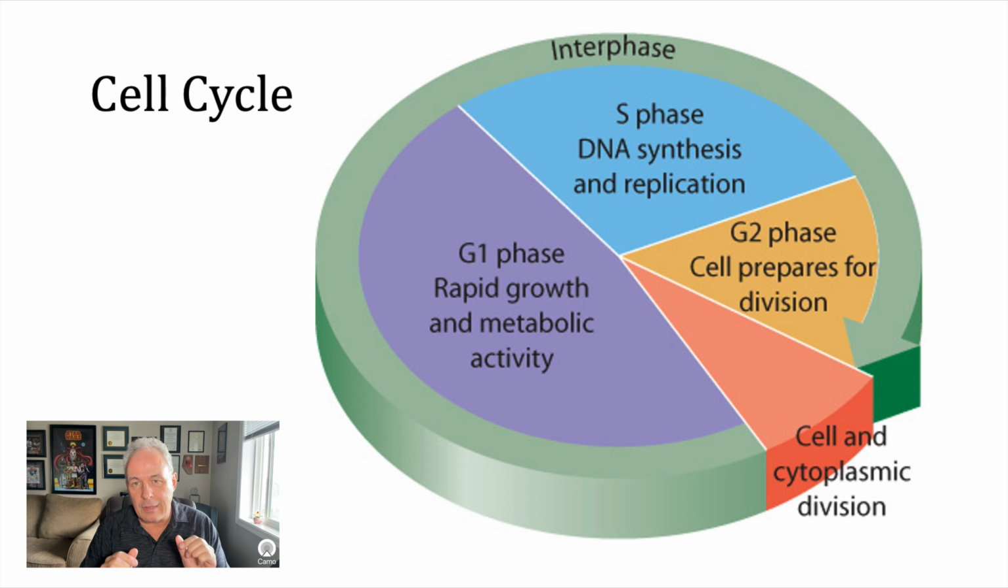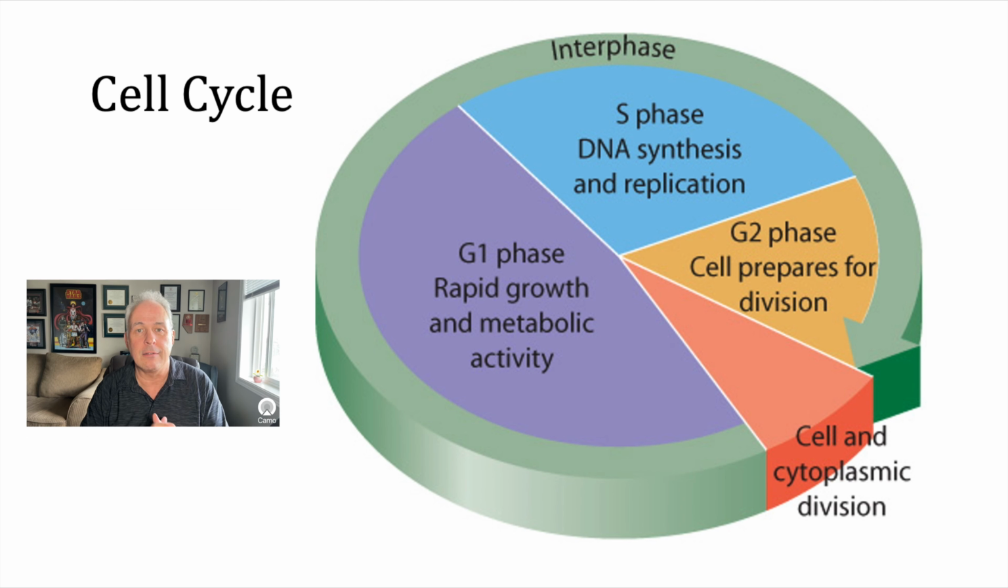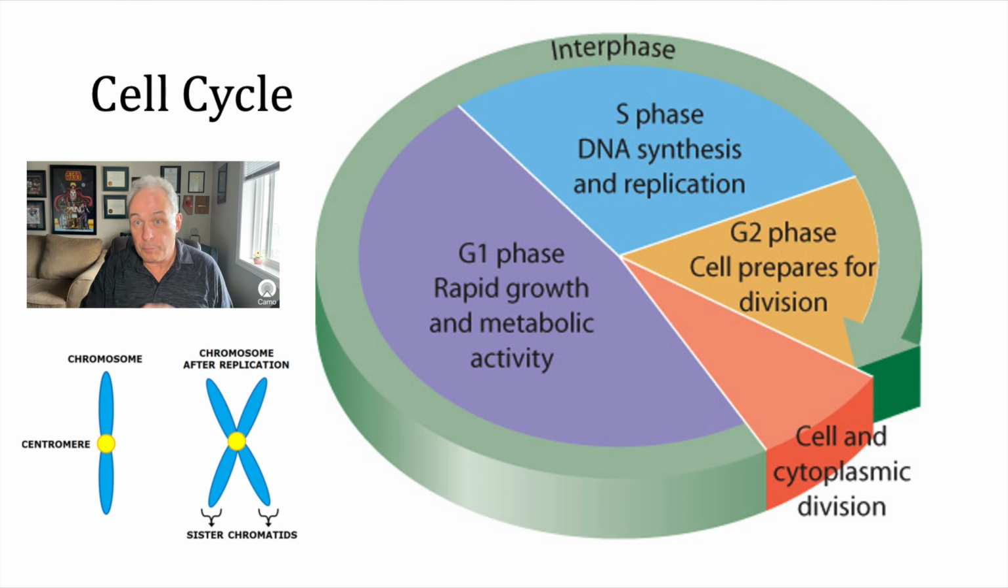It's only if the cell needs to divide that it is going to move from gap 1 into S phase, or synthesis phase of the cell cycle, and this is when the DNA is replicated. So if the cell is to divide, whether by mitosis or meiosis, the DNA needs replicating, doubling up. Now if it didn't replicate, when prophase comes around and the chromatin condenses, it won't form nice sister chromatids. It'll just be a single chromatid.